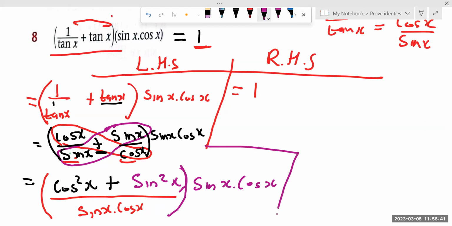Make sure that you leave enough space so that you don't interfere with the left hand side and the right hand side. So the left hand side should appear on the left hand side of your line.